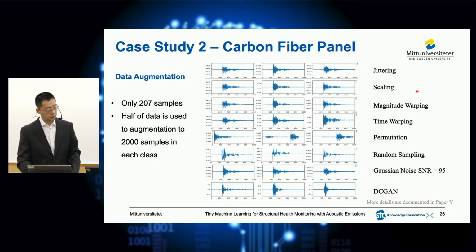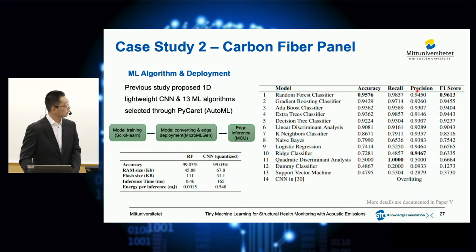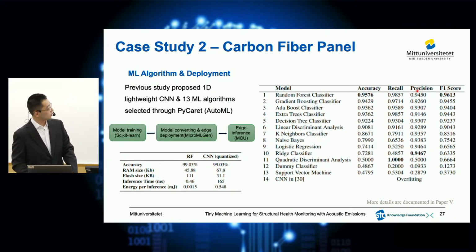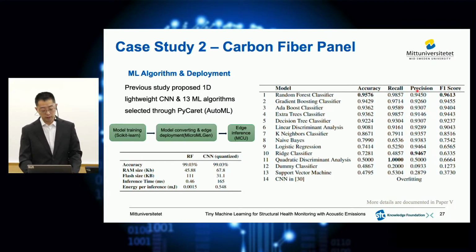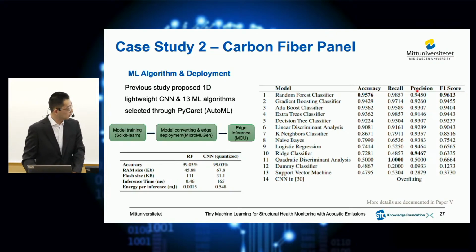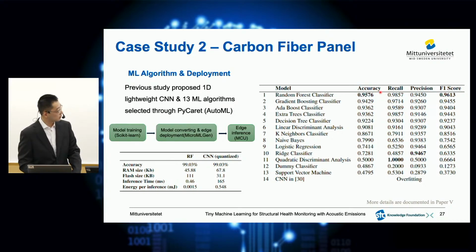We also introduce a deep learning method called deep convolutional generative adversarial network. It is a type of convolutional network consisting of a generator and a discriminator, used for generating realistic synthetic data by learning the underlying data distribution. For the deployment algorithms, in addition to the previously proposed one-dimensional lightweight CNN, we also introduced 13 other machine learning algorithms selected through PyCaret, which is also a kind of AutoML tool. On the right-hand side, we can see the table. The random forest classifier has the best result. But the convolutional network is overfitting because of the small data set, which means it does not work.